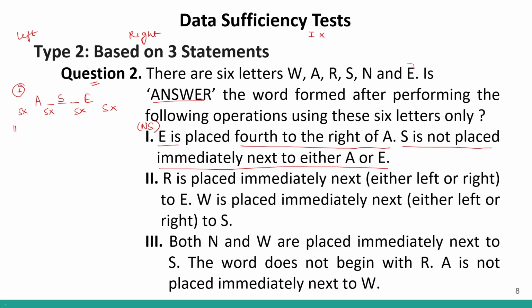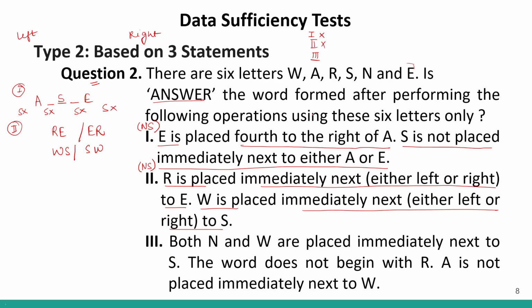Moving on to statement 2. Statement 2 says R is placed immediately next, either left or right, to E. So it is either RE or it is ER. Correct? It is either RE or it is ER. W is placed immediately next, either left or right, to S. So either it is WS or it is SW. This much information is given in statement number 2. Is this enough to answer the question? Definitely not. So statement 2 alone is also not sufficient. Correct? Moving on to statement 3.